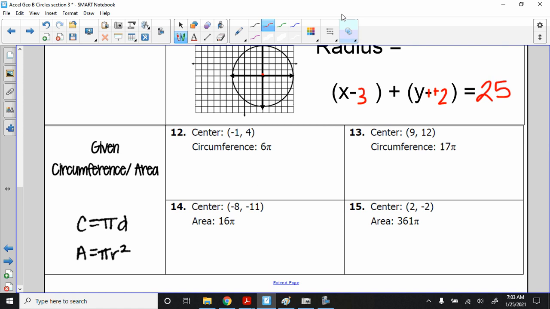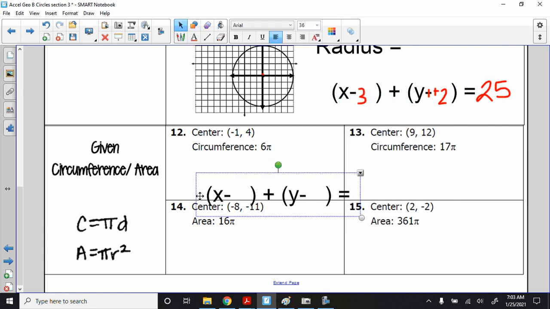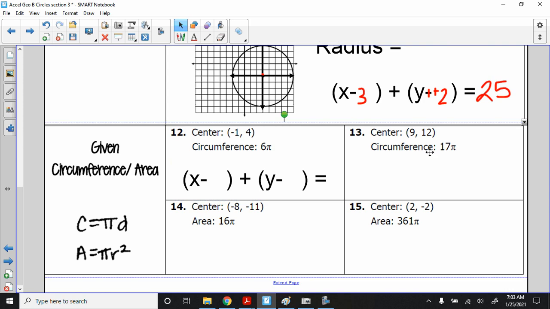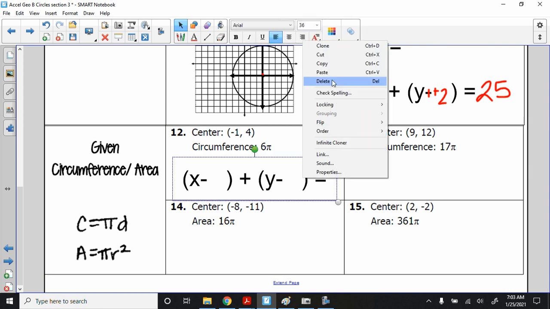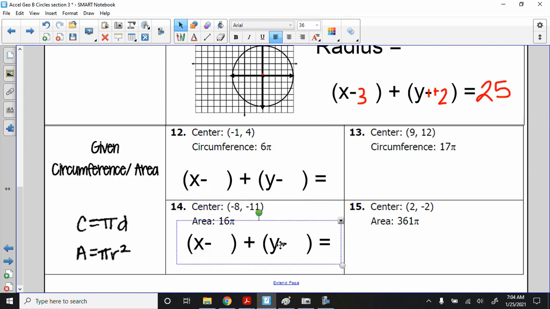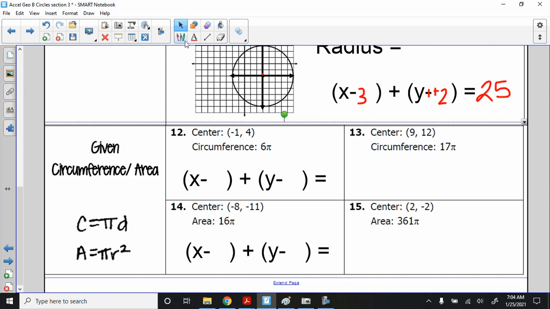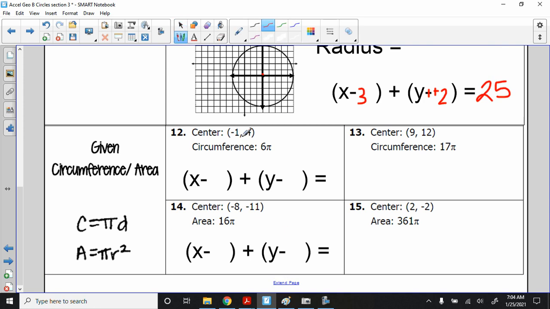All right, write an equation if you're given a circumference or an area. So center -1, 4, the same information. This becomes a -1 here, changes to plus. 4, put that in there, so it's y minus 4.